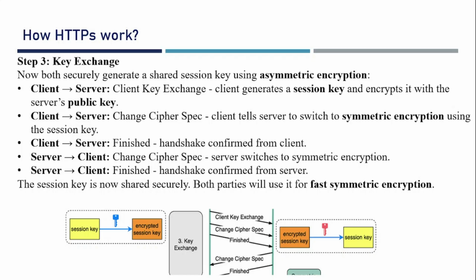Using that plus the random values exchanged earlier, both sides generate the same session key. In the certificate exchange, we discussed that they have shared some random values. Finally, both send change cipher spec, saying that from now on we'll be talking in encrypted form. You can imagine two people in a crowded room, and the client writes a secret number on a note, locks it in a box using the server's public key, and sends it across the room.